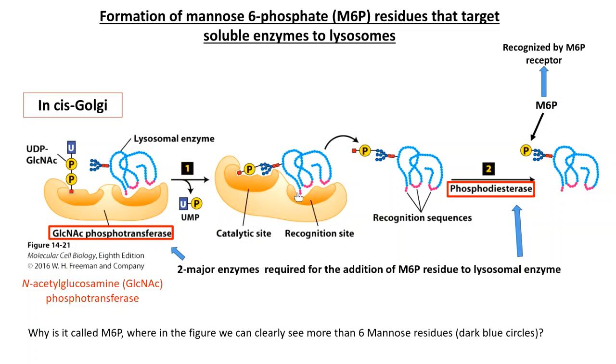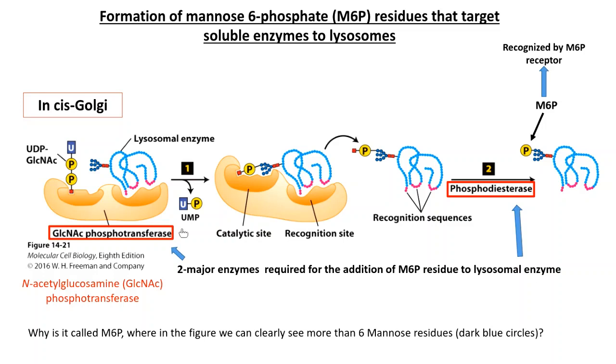So once this GlcNAc and the phosphate together get transferred with the help of GlcNAc phosphotransferase, then there is another enzyme that is called phosphodiesterase. What it does, it basically cleaves this GlcNAc residue from the GlcNAc phosphate residue so that this mannose residue at its sixth position can only have the phosphate residue attached. And that is what is called M6P tagging or M6P receptor.